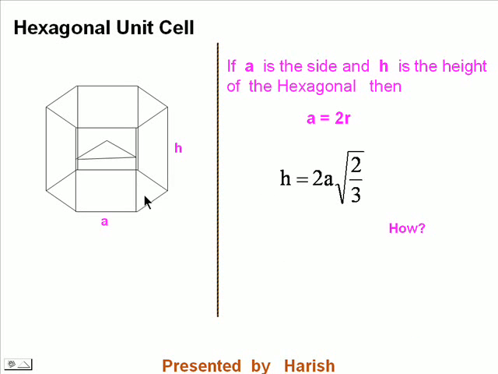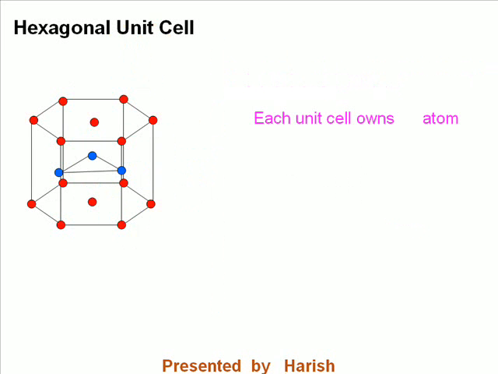Using geometry you can get it. I'm not doing it here. Maybe at a later part I'll explain why this height is equal to 2A into square root of 2 by 3. So fine, for a minute I'll go ahead with this slide, the hexagonal unit cell.